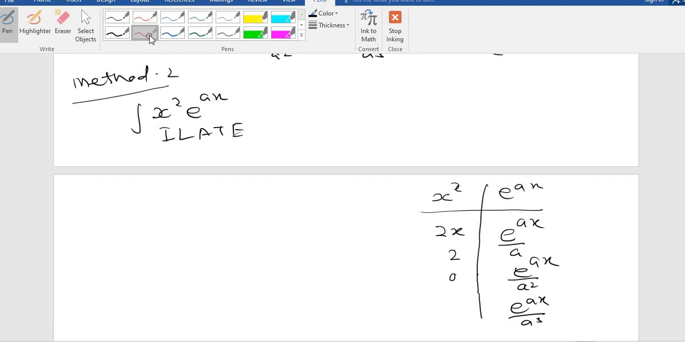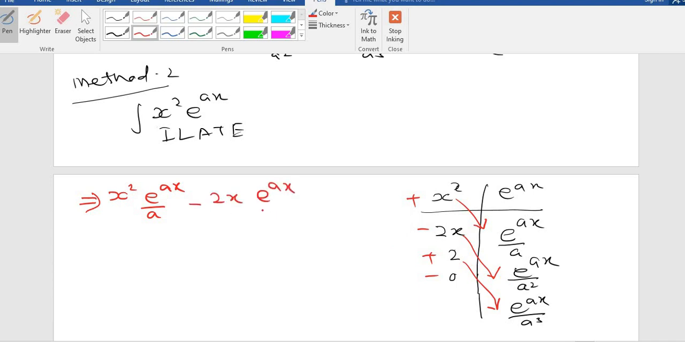Now just write the signs here, plus minus, and multiply this by this one, this by this one, and this by this one. When you multiply, this becomes x square e power ax divided by a, plus and minus 2x e power ax divided by a square plus 2 e power ax divided by a cube plus the integration constant. This is the answer.